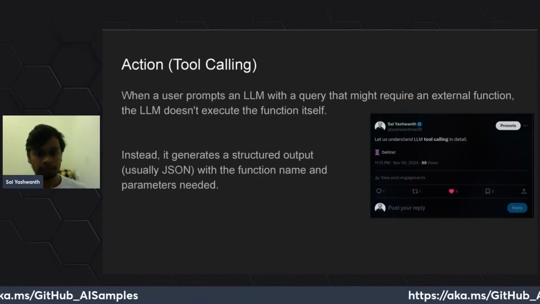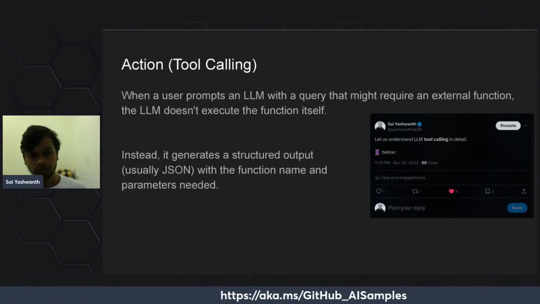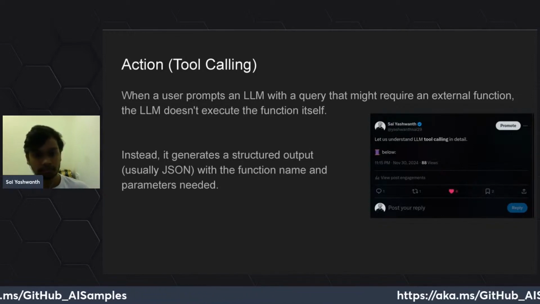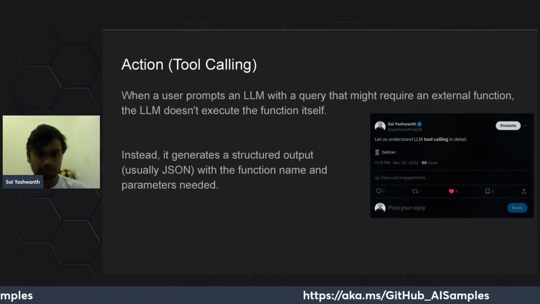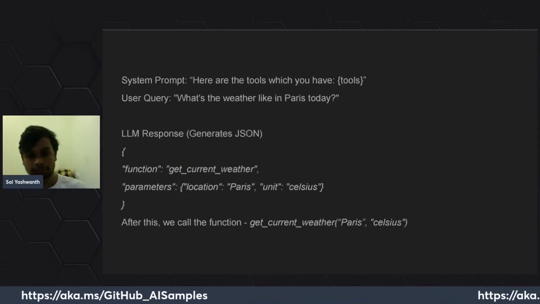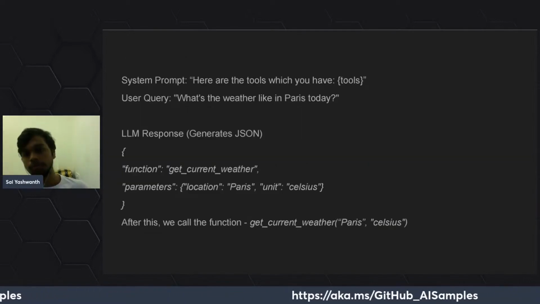If you go to the previous slide, when a user prompts an LLM with a query, the LLM doesn't execute the function. It tells us that this is the function you should use, and these are the parameters you should pass. So it gives us a structured output, a JSON, with the function name and parameters. So this is how tool calling works. Your LLM tells you that this is the tool which you need to run.